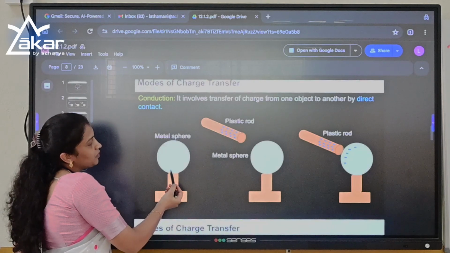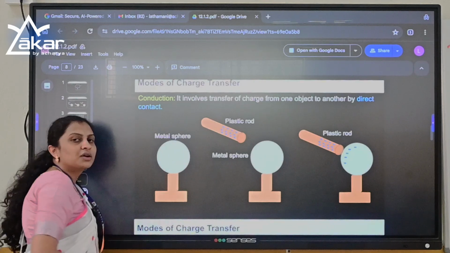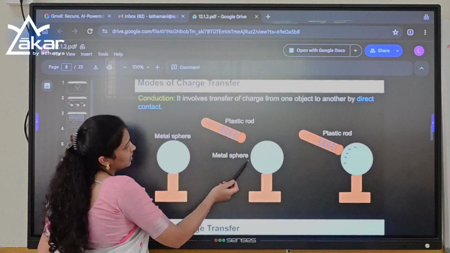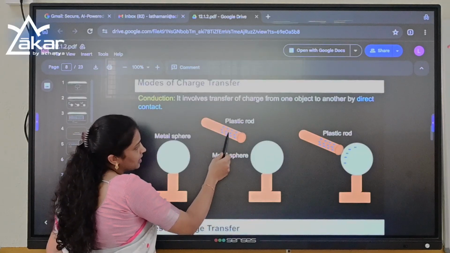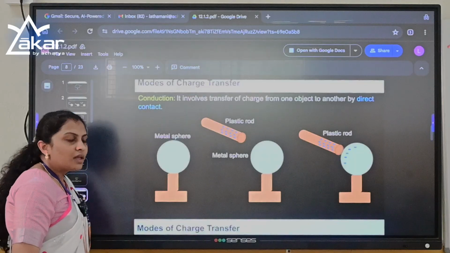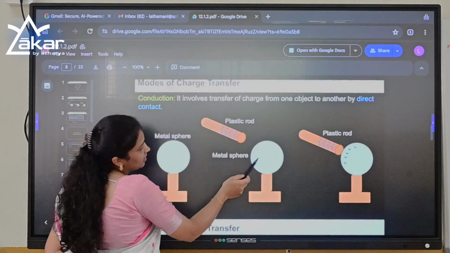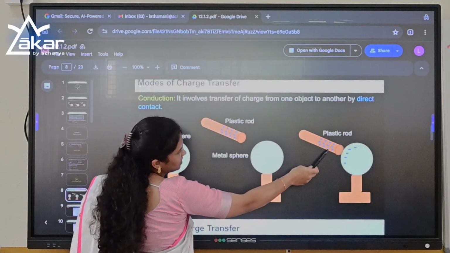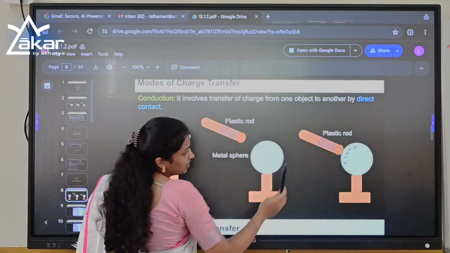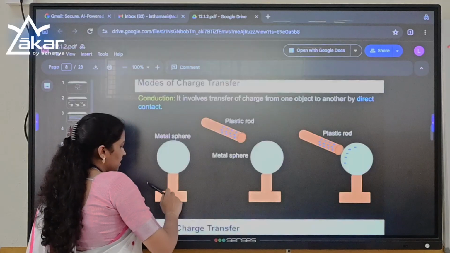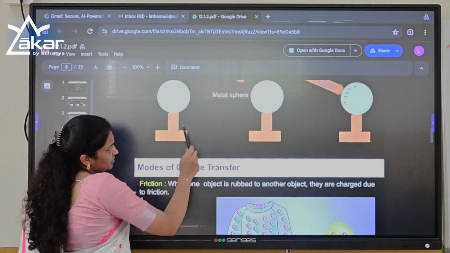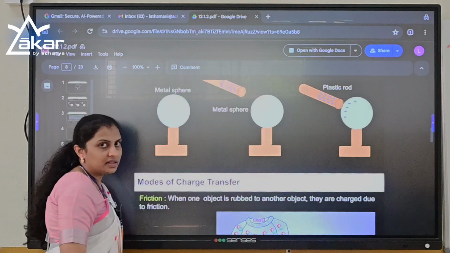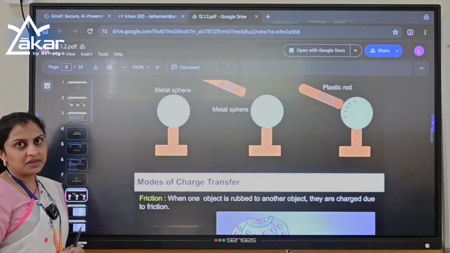Here I have taken a neutral sphere, an uncharged body, a metal sphere, and I have taken a plastic rod. You take the plastic rod near the metal sphere. Next, you just touch the plastic rod to the metal sphere. Then what will happen? The charges can transfer from the plastic rod to the metal sphere. So this is the conduction method.